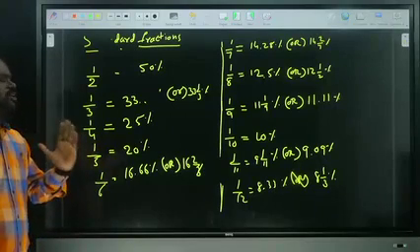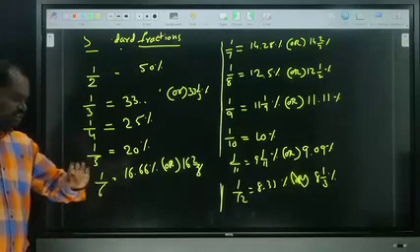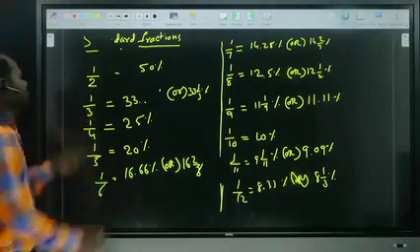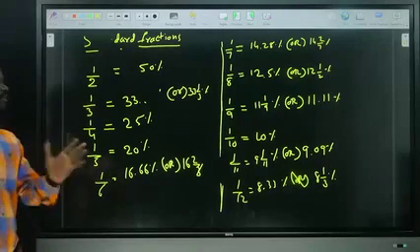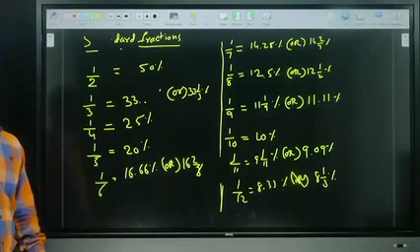1 by 2 is how much percentage? 50. 1 by 3 is 33.33. Shall we see how to remember? First of all, 1 by 2 is nothing but half, and half is nothing but 50 percentage. Especially, there is no need to remember that one.